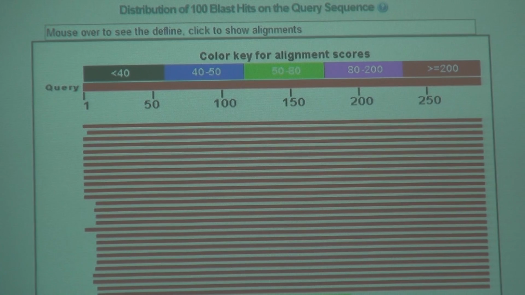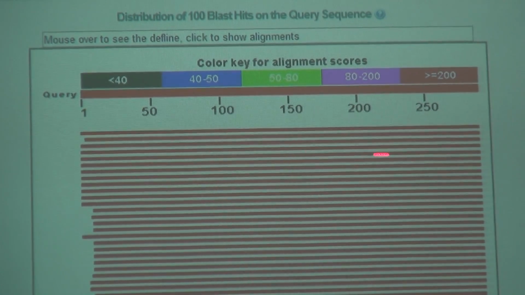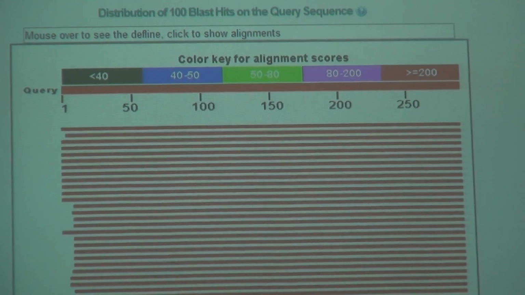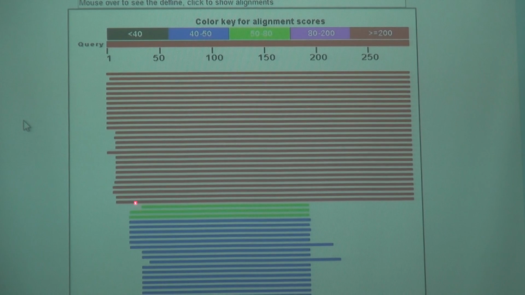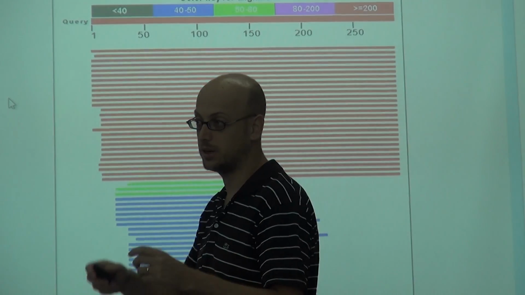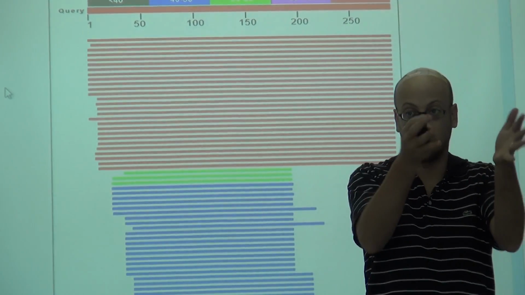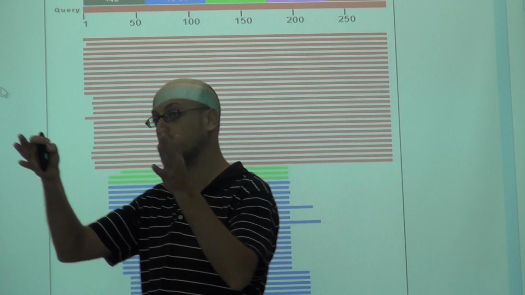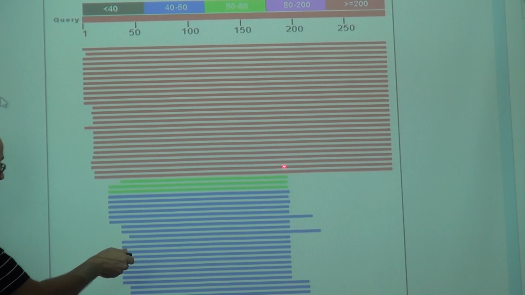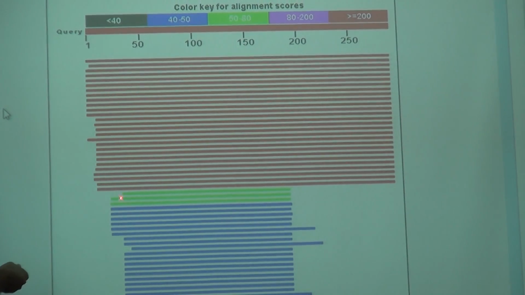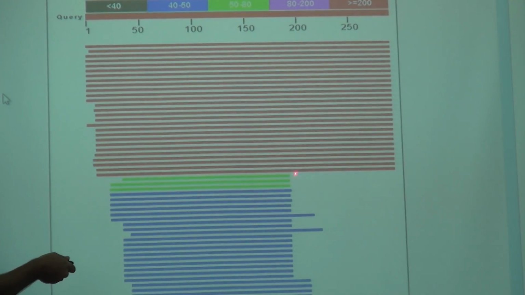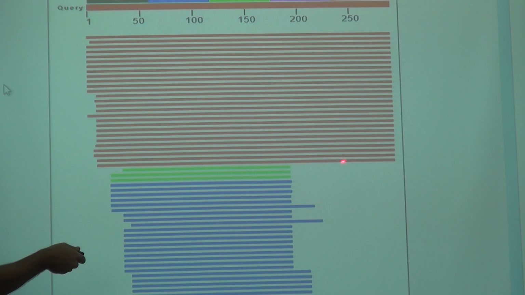Now, the length of the hit, the length of the line, tells you where the query and the hit are similar, because we may have areas of more similarity and areas of no similarity. So, for example, in this hit, this one is similar to our query from here to here. And from here to here, it's not similar at all.